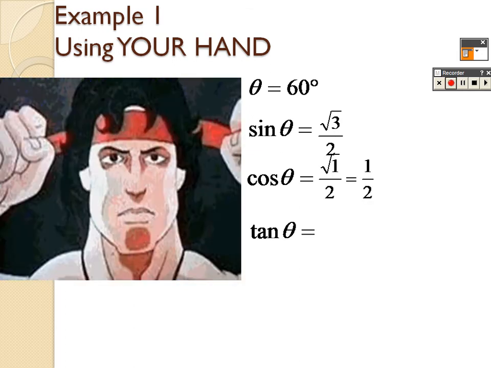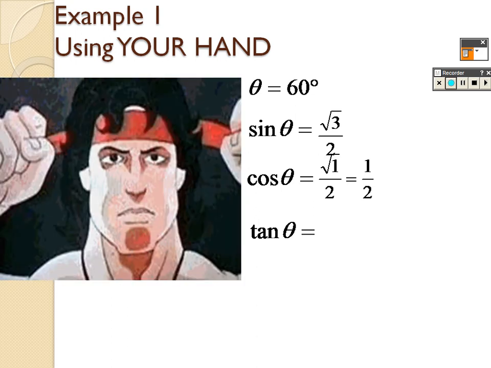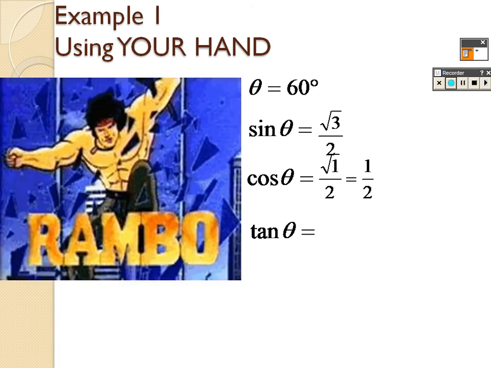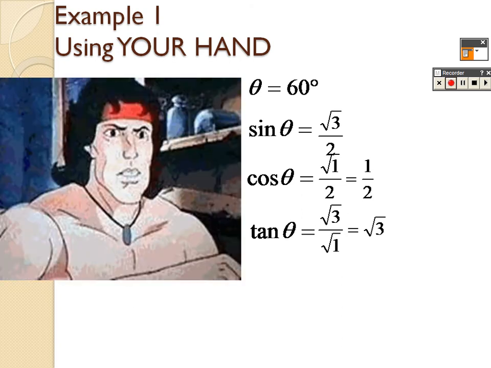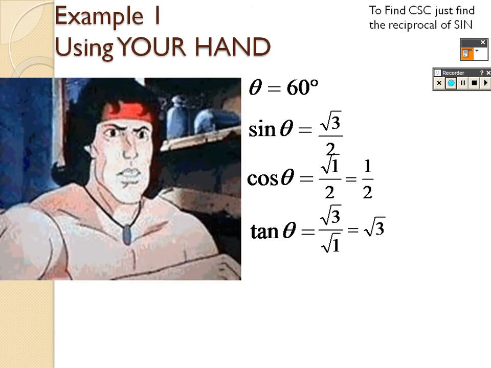Tangent. Tangent is the square root of the left over the square root of the right. Well, how many fingers do you have to the left? 1, 2, 3. So it's the square root of 3 over, how many fingers do you have to your right? 1. So it's the square root of 3 over the square root of 1. The square root of 1 is just 1. So the answer is the square root of 3. So there's sine, cosine, and tangent.